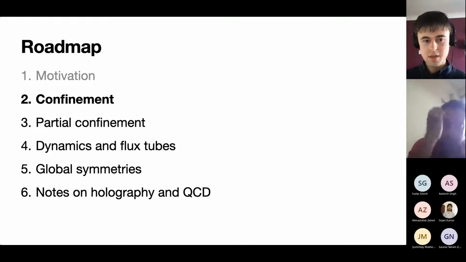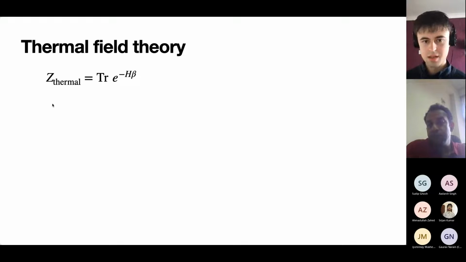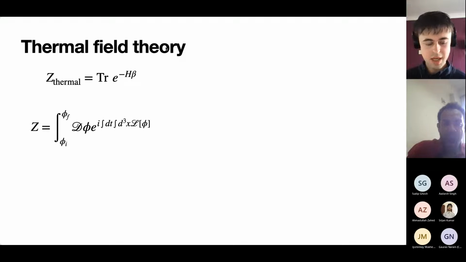So next, I'll tell you some basic facts about confinement that have been known for a long time. First, I have to cover some even more basic things, such as how to introduce a temperature to a quantum field theory. This is the partition function, which governs all things in the thermal theory. Beta is 1 over temperature. And we want to know how to compute this. There's a way of doing this by modifying the standard path integral of quantum field theory.